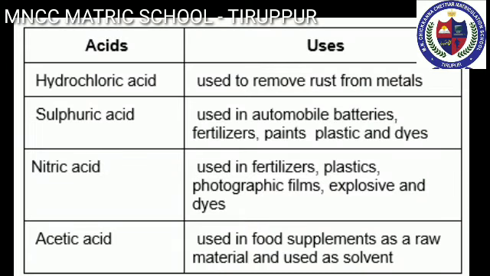Now let's learn about uses of acid. Sulfuric acid is called the king of chemicals because it is used in the preparation of many other compounds. It is used in car batteries also. Second, hydrochloric acid is used as a cleaning agent in toilets. Third, citric acid is used in the preparation of effervescent salts and as a food preservative.